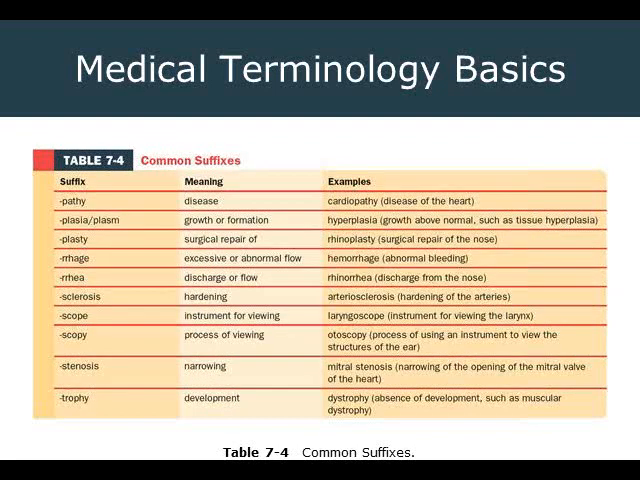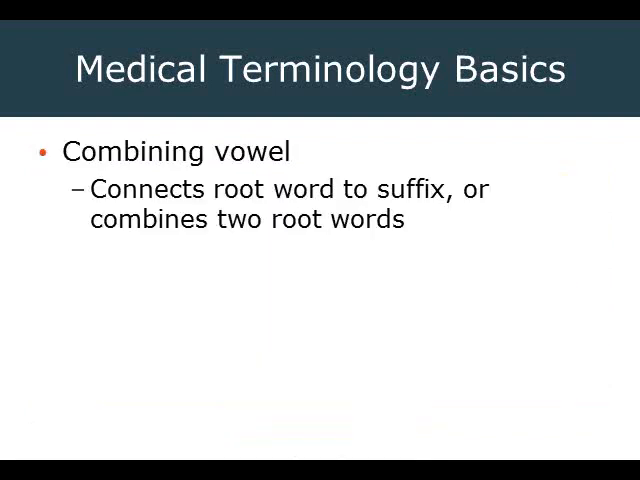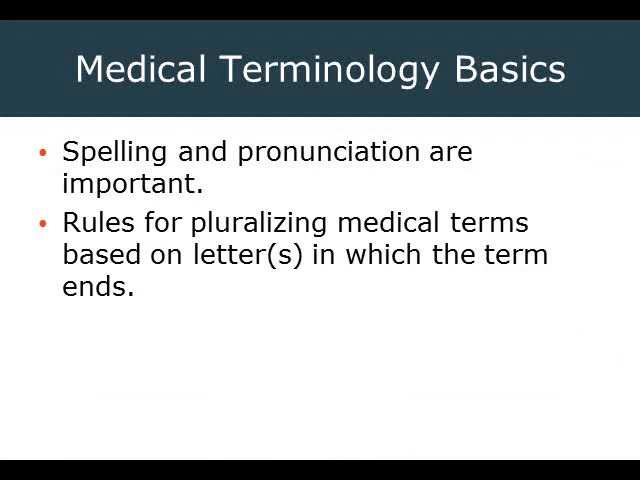So rhino, meaning nose, rhino being the root word, plasty being the suffix, meaning what are we going to do with it. So what are we going to do with the nose? We're going to repair it surgically. So that's a rhinoplasty. We may have that combining vowel or combining form, as they sometimes also call it. It connects the root word to a suffix, or it may combine two different root words.